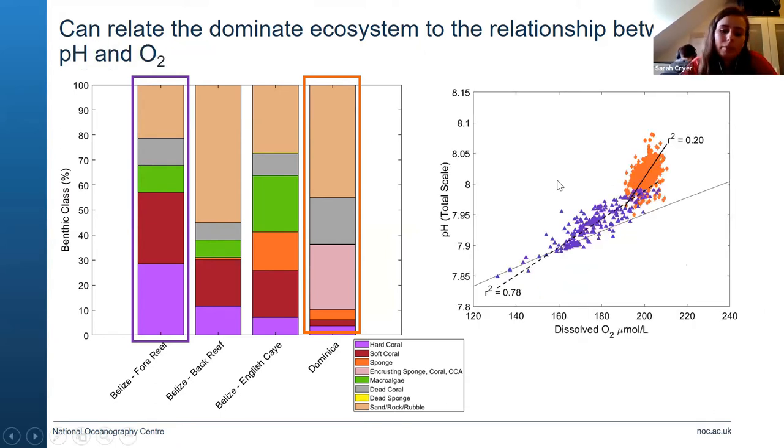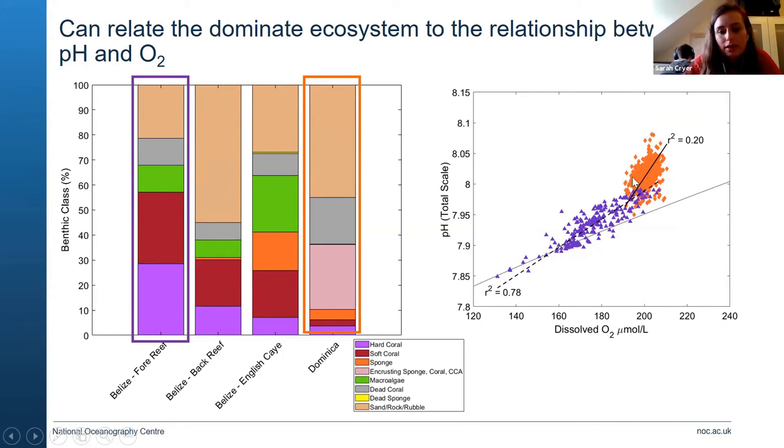We can then think about this relationship between pH and oxygen. These are the two ends of the measurements we've got: the Belize 4 reef, where we saw this strong relationship between pH and oxygen, versus Dominica, where there was basically no relationship between pH and oxygen. You could quite easily draw that line in different directions.